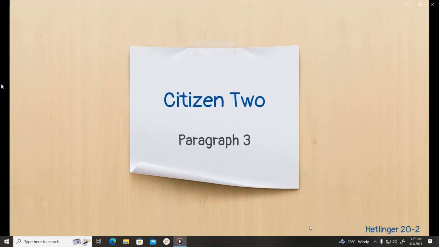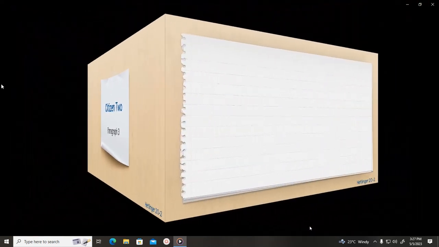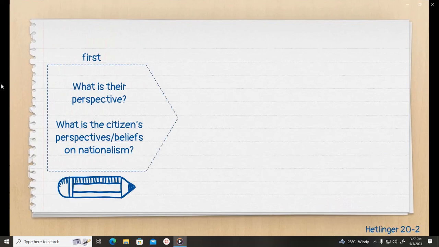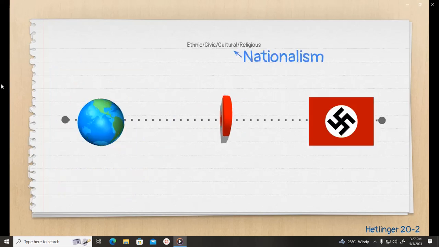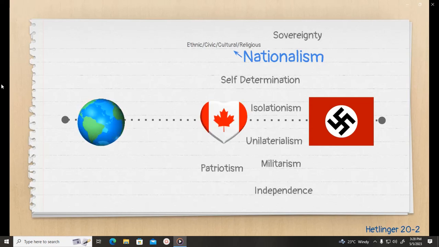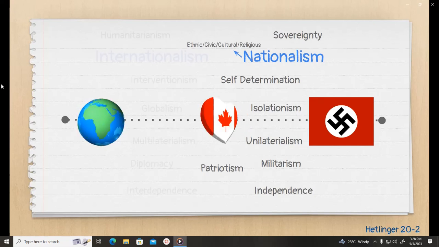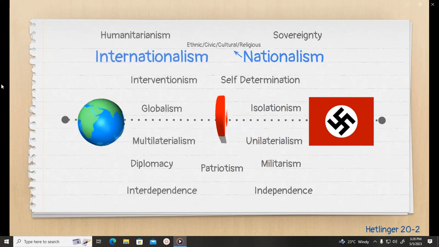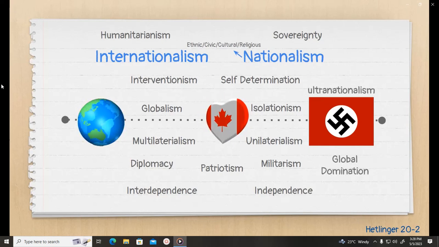Now we're going to repeat this process for citizen 2 as well. Again, you're going to examine what the citizen's beliefs or perspectives on nationalism are. We're going to look at any terms that associate with nationalism, like ethnic, civic, cultural, or religious. We're going to look at sovereignty, self-determination, isolationism, unilateralism, militarism, independence, and patriotism. Are they more of an internationalist, believing in humanitarianism, interventionism, globalism, multilateralism, diplomacy, and interdependence? Or are they more extremist with ultranationalist beliefs of global domination? Or do they believe in supranationalism and global unity?